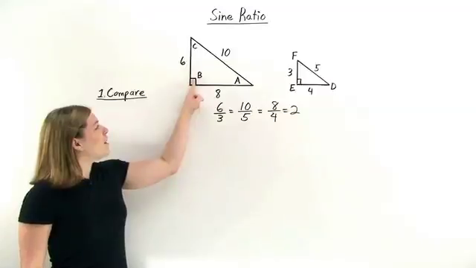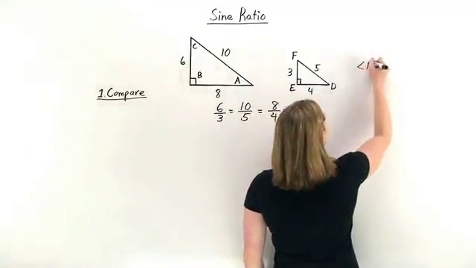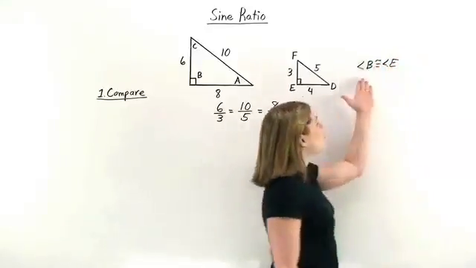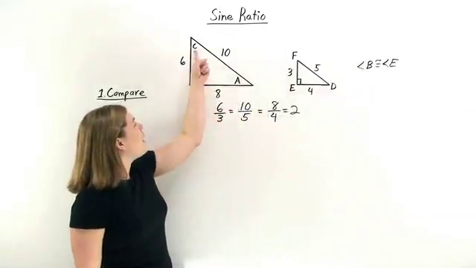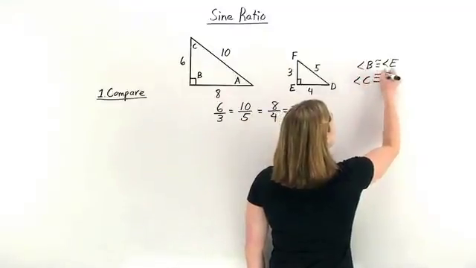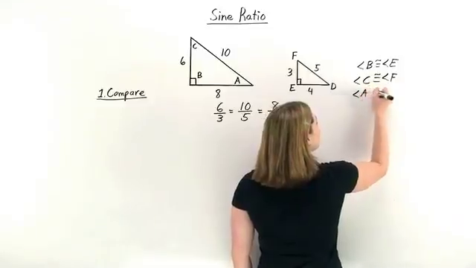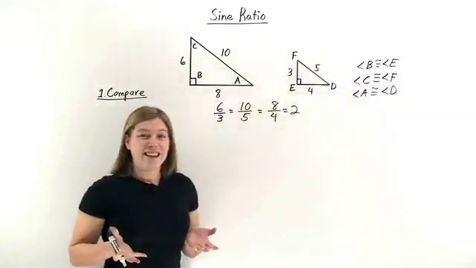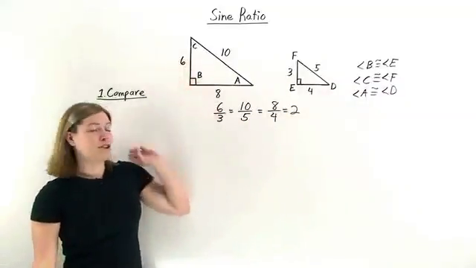So if we take a look here, angle B and angle E, those are both right angles. They have the same measurement. Those are congruent to one another. Perfect. And if we continue to compare, C and F are corresponding angles. Those are also congruent to one another. And so is angle A and angle D. Great. Now that we know that these are similar figures, let's take a look at just one of the triangles.